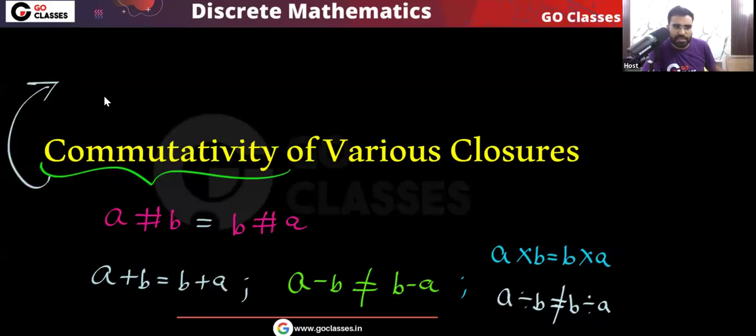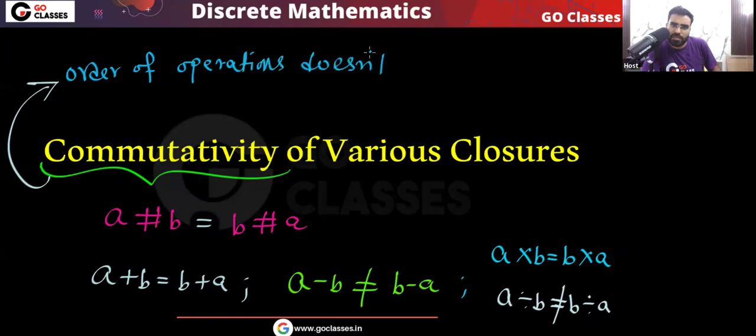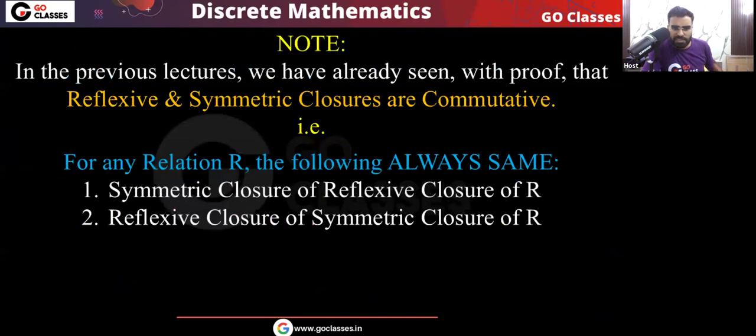The order of operations doesn't matter, the result will be the same. Now let's see when we can say two different types of closures are commutative or not. In the previous lectures we have already seen, with proof, that reflexive closure and symmetric closure are commutative. Do you remember?